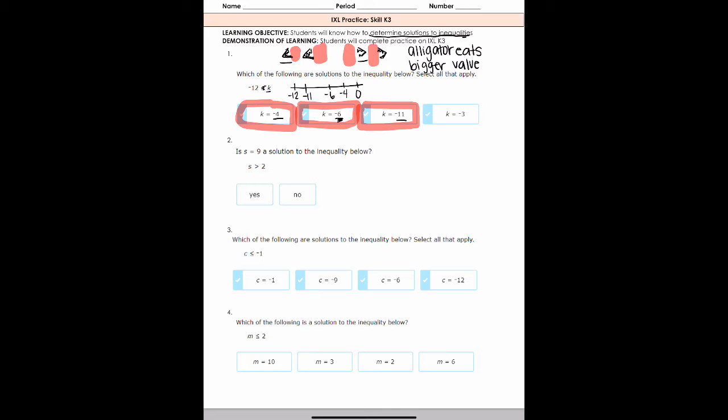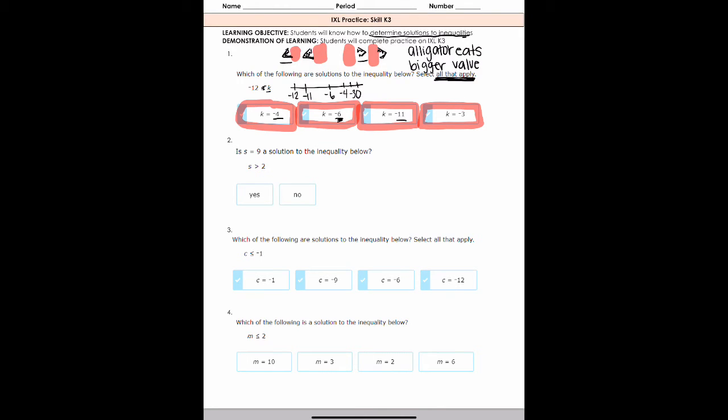And negative 3. Negative 3 is bigger than any of the numbers because it's farthest to the right. So negative 3 is also bigger than negative 12. So all of these are solutions. Notice that they're all solutions, and it says select all that apply. So you would select all 4 of these solutions.